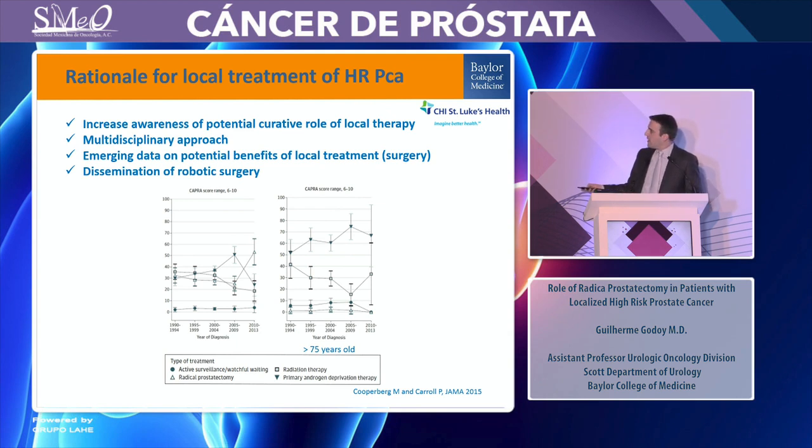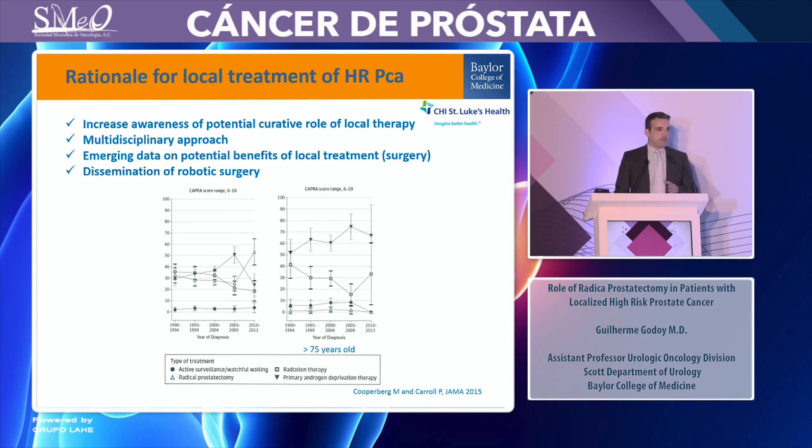And you can see in these curves right here how the utilization of the surgical approach in patients who have a CAPRA score of 6 to 10, meaning a high-risk group by their definition, has grown, and this is probably due to increased awareness of the potential curative role, a more multidisciplinary approach that became more disseminated, and emerging data from retrospective, small single centers, academic centers publishing their own experiences in treating localized disease. And I would also attribute that to the dissemination of robotic surgery.